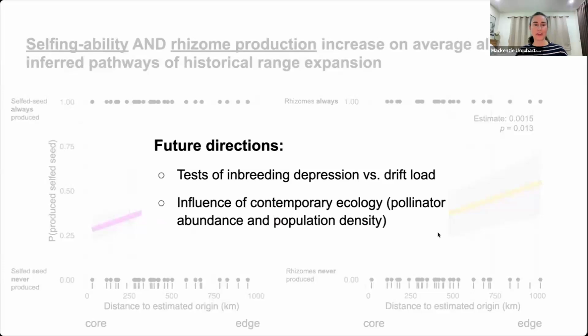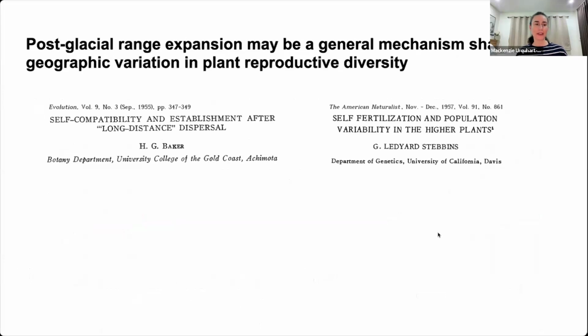So future directions can include tests of how population-level inbreeding depression versus drift load changes in the context of range expansion, given our detected patterns of increased probability of selfing and clonal propagation towards range edges. And also to gain a complete picture of the drivers of reproductive assurance in our system, future work should investigate the relative role of contemporary ecology in contributing to these spatial patterns. So in closing, we tested and demonstrated support for Baker's law, a classic and long-standing concept in evolutionary biology.